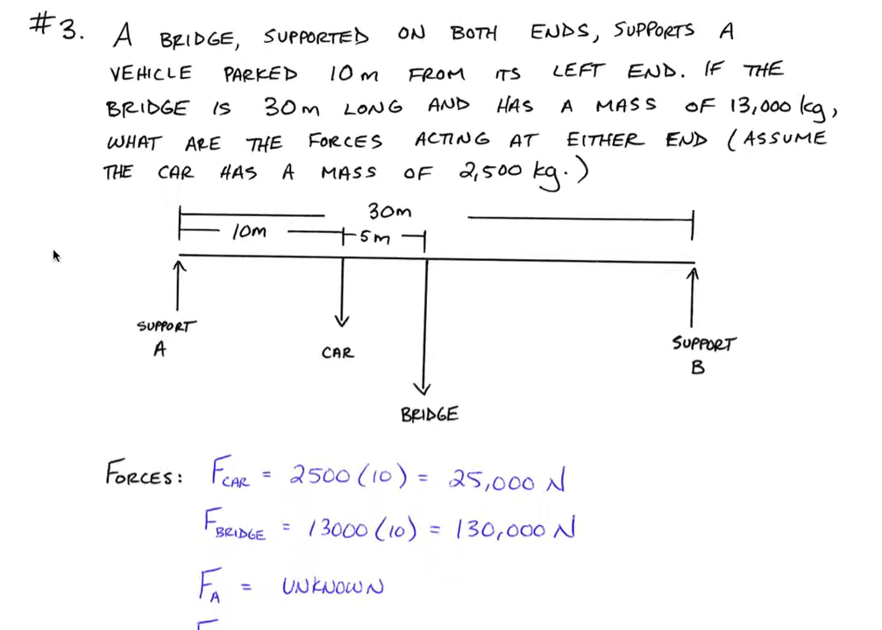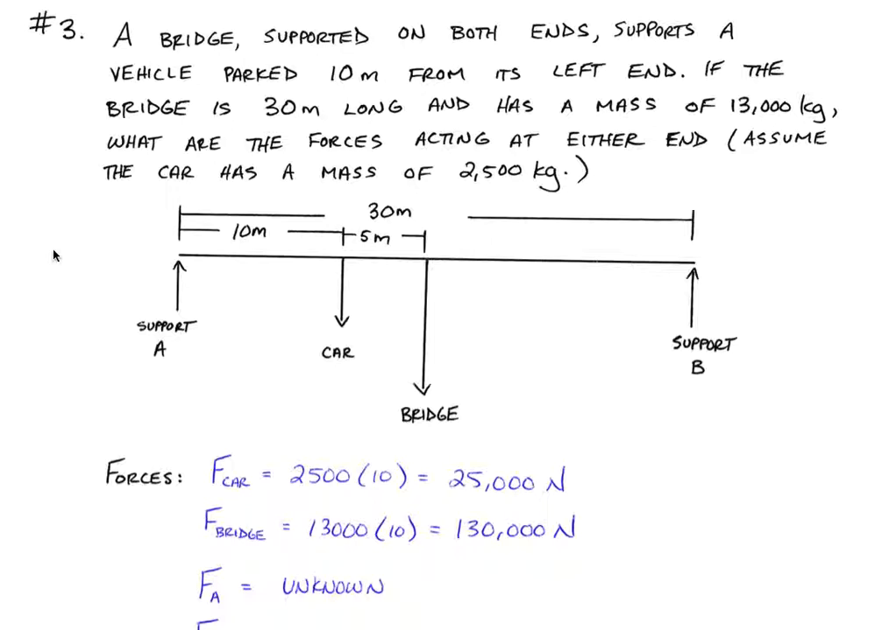So if we look at problem number 3, we have a bridge supported on both ends, supports a vehicle parked 10 meters from its left end. The bridge is 30 meters long and has a mass of 1,300 kilograms. What are the forces that are acting at either end? And we're going to assume the car has a mass of 2,500 kilograms.